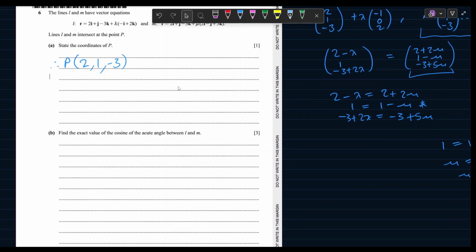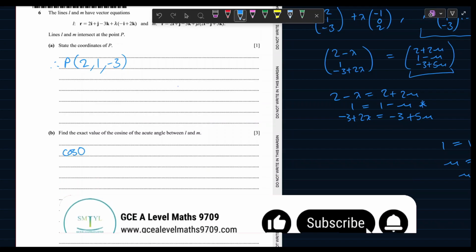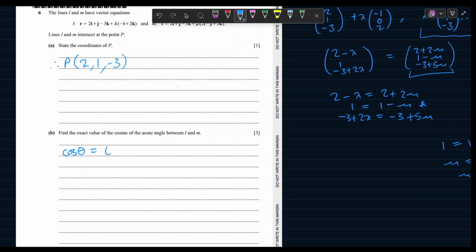Part B says find the exact value of the cosine of the acute angle between L and M. Cos theta is going to be equal to the dot product of the directions of L and M divided by the magnitudes of these direction vectors. So let's start by finding the dot product, or the scalar product, of the direction of L dot the direction of M.